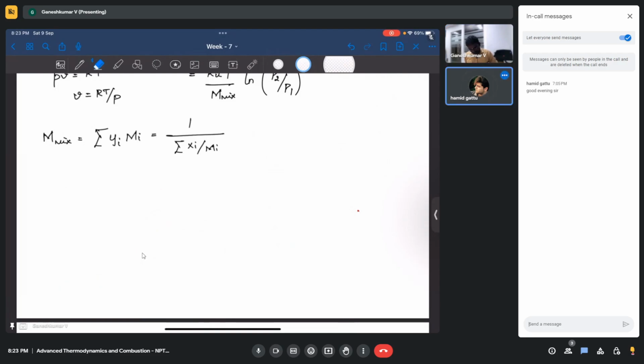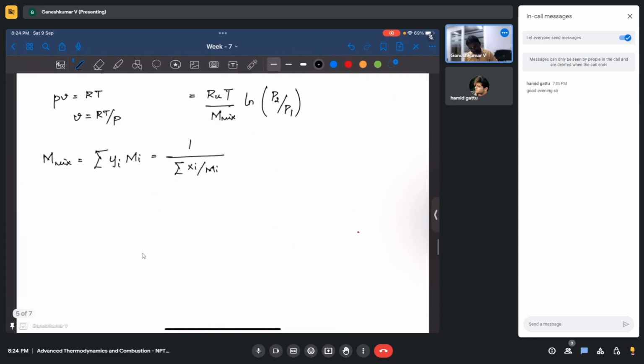Or what you can do, you can just simply calculate mole fractions and then calculate the molecular weight of the mixture. It is a very big process. Instead, you can simply use this formula. So these two formulas are interchangeable. That is the thing you can remember.